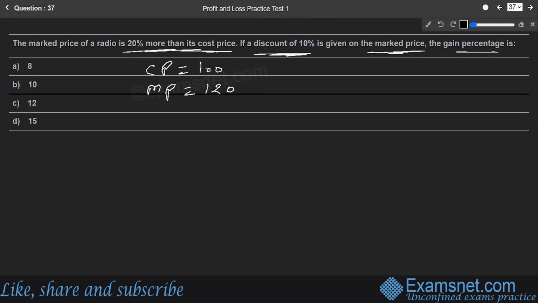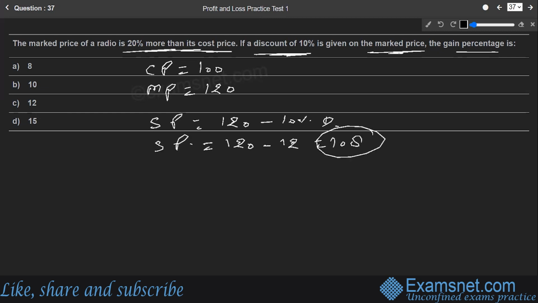Now they say there's a discount of 10% given on the mark price. Then the selling has happened. So the selling price is 120 minus 10% discount, which is nothing but 120 minus 12. That is 108 rupees, which has been the selling price.